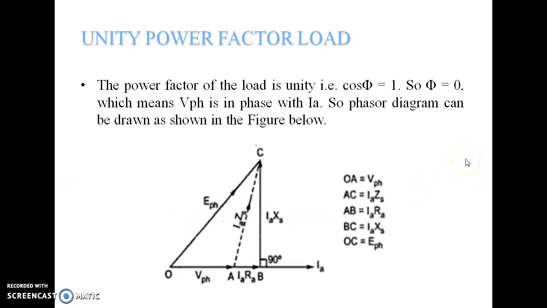Now we can see the unity power factor load condition. The power factor of the load is unity, that is cos phi is 1. So we can say the phase angle phi is 0, which means VPH is in phase with IA. So, the phasor diagram can be drawn like this. OA is the VPH, IA will be in phase with VPH, AC is IAZS, BC is IAXS, OC is EPH. And this angle is 90 degrees.